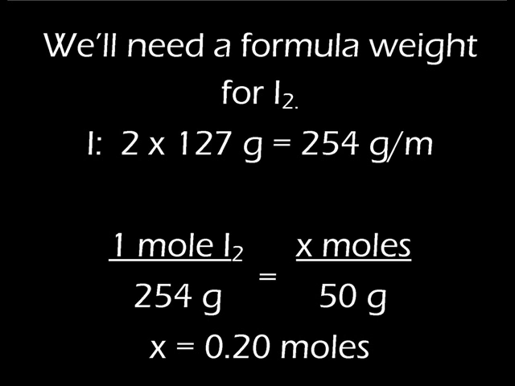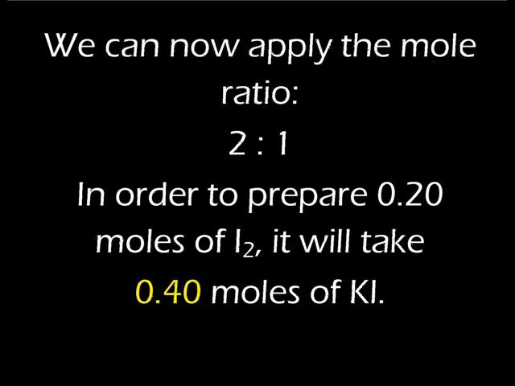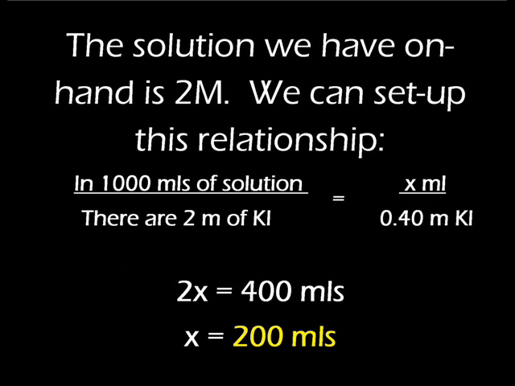Now that we have this amount in moles, we can apply it to the mole ratio. In order to make the desired 0.20 moles of iodine crystals, it will take twice as many moles of potassium iodide, which would be 2 times the 0.2, which would be 0.4 moles. Now, our potassium iodide that we have to put into this reaction is a 2 molar solution. We know we will need 0.4 moles, but now we need to know how many milliliters that is equivalent to.